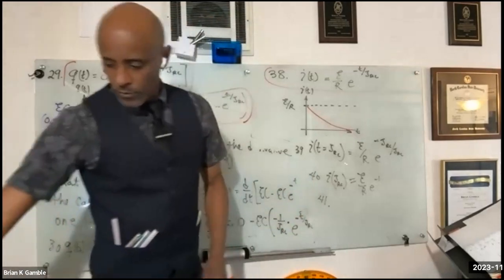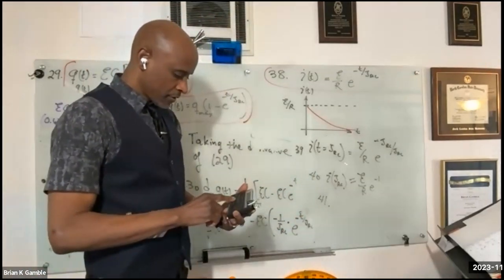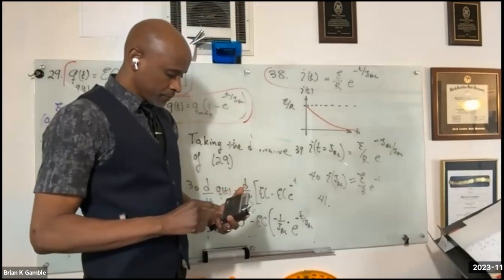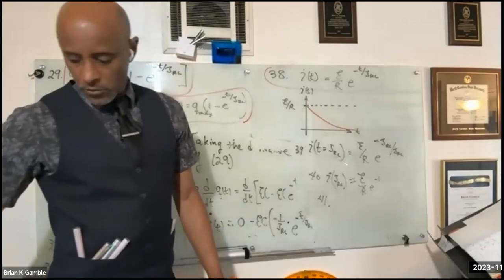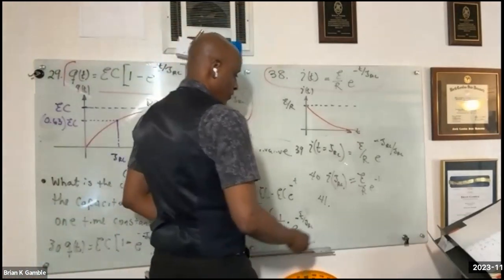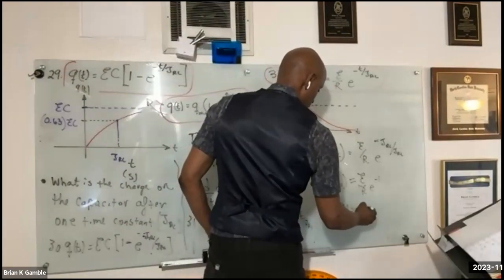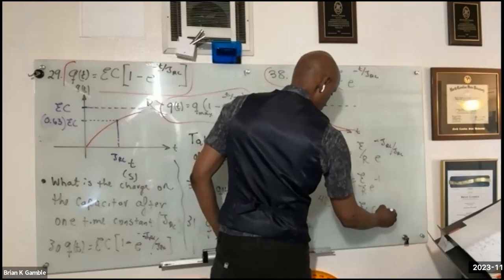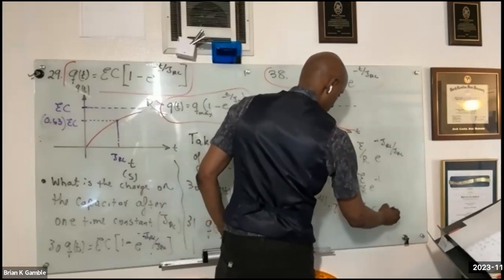What is that? Just put it in and see. Sorry, I'm a little bit mentally distracted today for some reason. Yeah, so you end up getting approximately 0.37. So I of t is equal to approximately 0.37 of the maximum current.